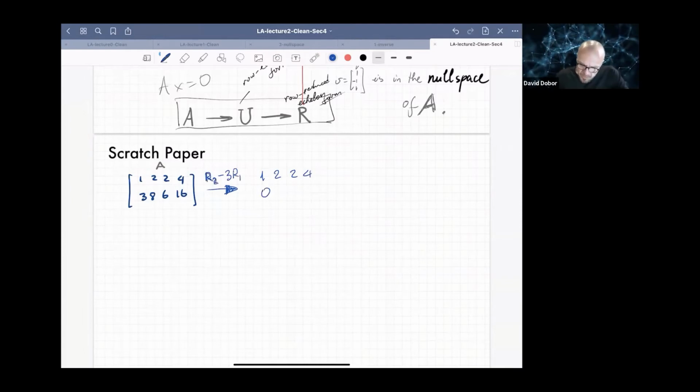So I get a 0, I get a 2 here, I get a 0 here, 16 minus 3 times 4, that's 4. 16 minus 12. So I get this as the right-hand side at this stage.